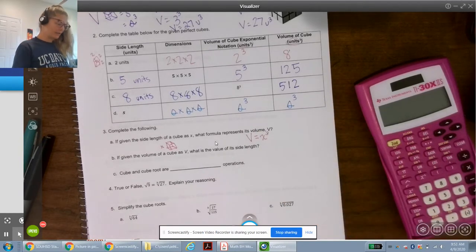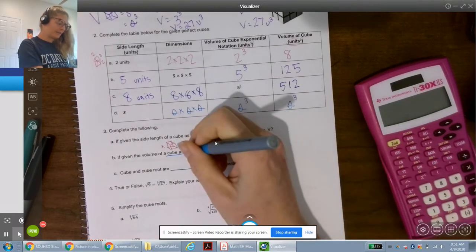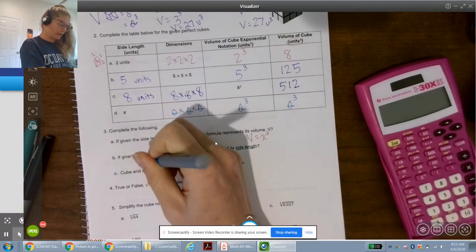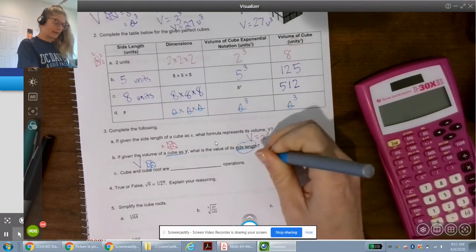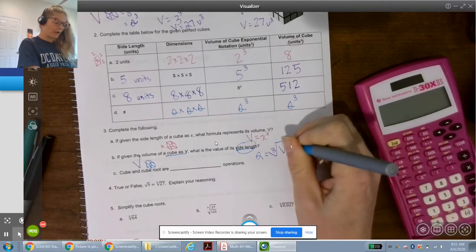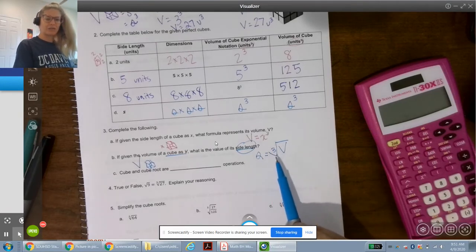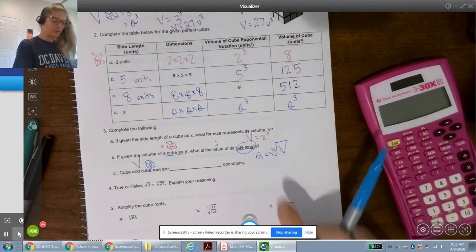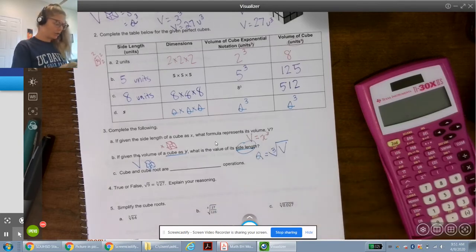Good. If given the volume of the cube as V, what is the value of the side length? I know that the entire volume of my cube is V, but I want to know the side length. So the side length is going to be equal to the cube root of the volume. And it's really important to have this little 3 in the foot of your radical symbol, because this is your index. It's going to tell you which root you're taking. If there's no number there, it's a square root, but since we have a 3 there, we know it's a cube root.